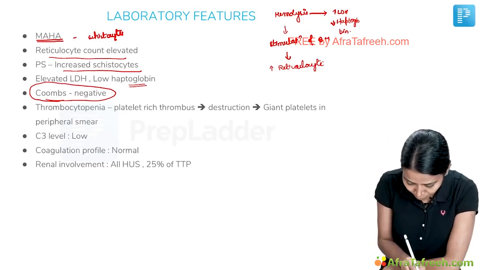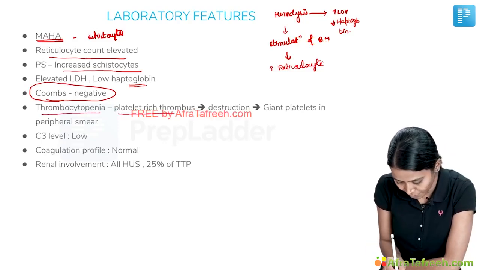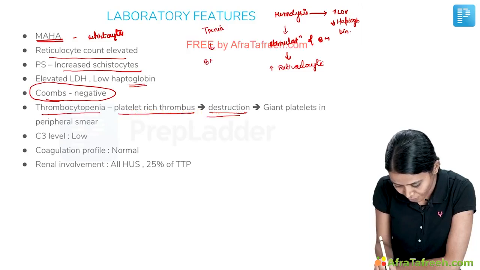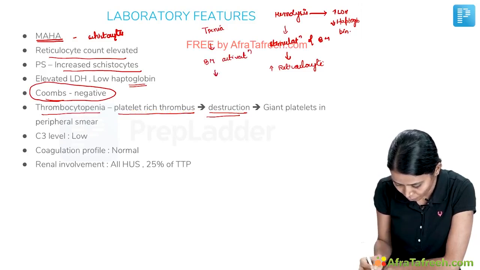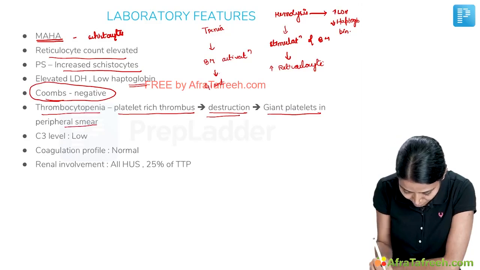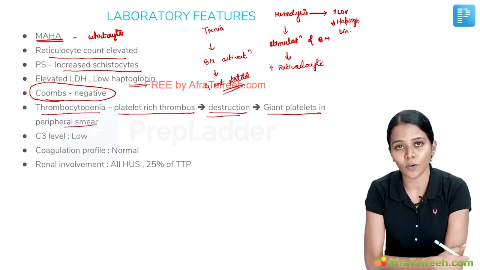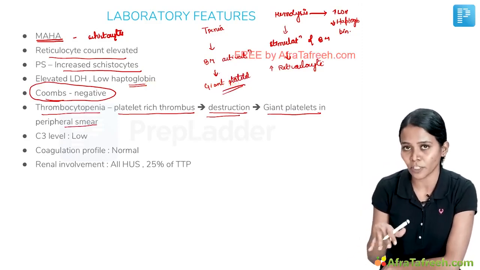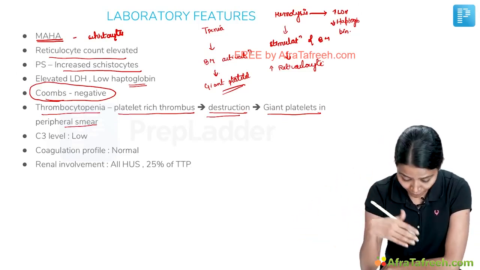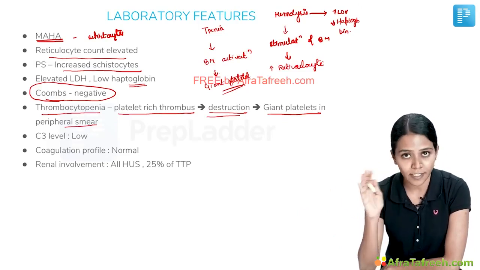Okay. Thrombocytopenia happens because in the platelet rich thrombus there is destruction. And once there is thrombocytopenia, similarly there is bone marrow activation and there is release of platelets into the circulation, okay, or giant platelets in the peripheral smear. There is bone marrow activation which releases giant platelets, okay. So this is what is seen with thrombocytopenia. So hemolysis and its associated features, thrombocytopenia, while having negative Coombs test is a characteristic feature.